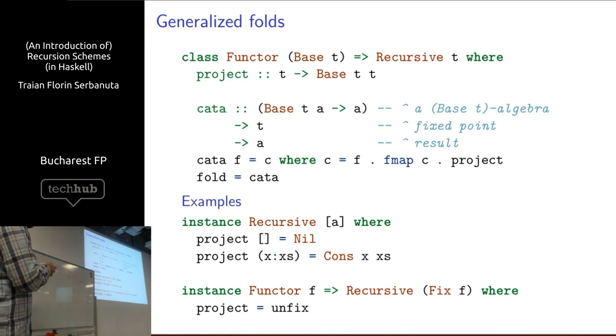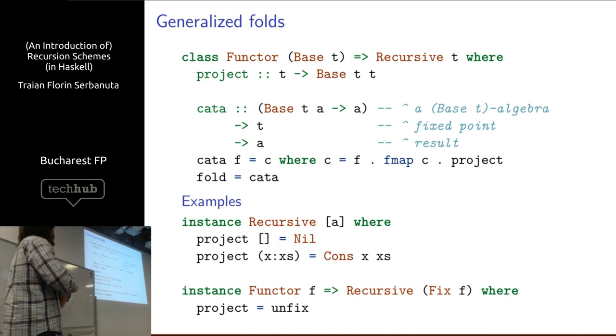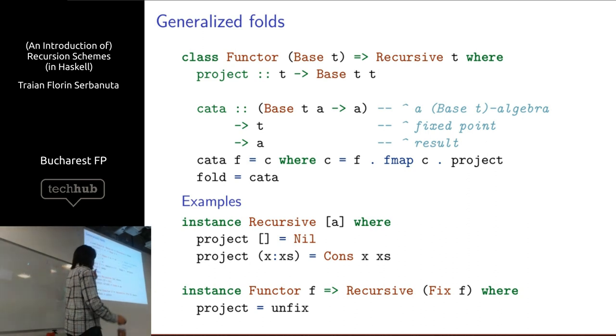And now we're actually kind of done. We'll be using exactly what we used before, but with this new algebraic higher level view. If I know that the base type of t is a functor, then I can define a recursive scheme on t by giving a function project, a way to go from t to the base t.